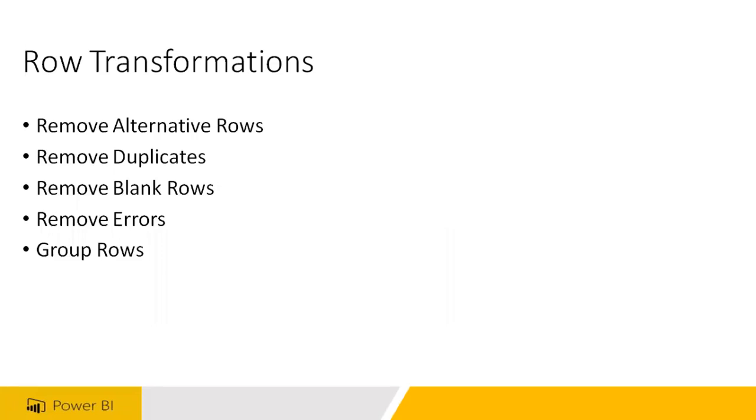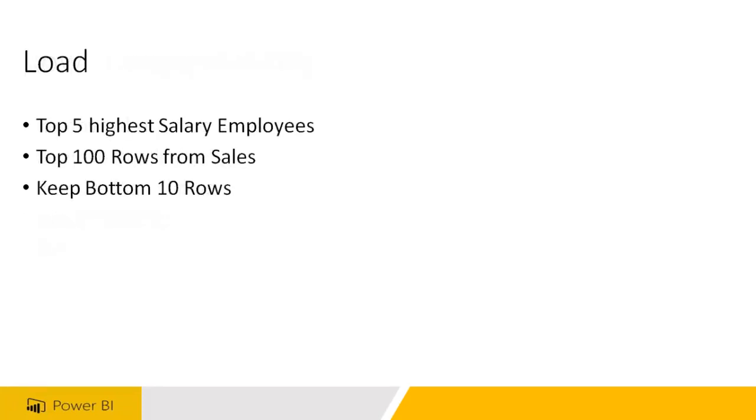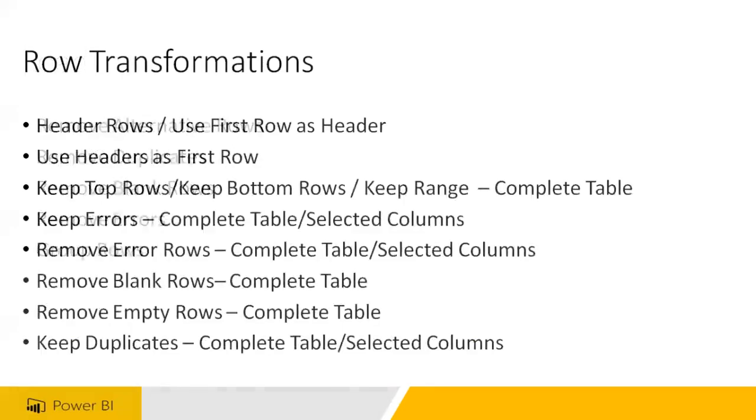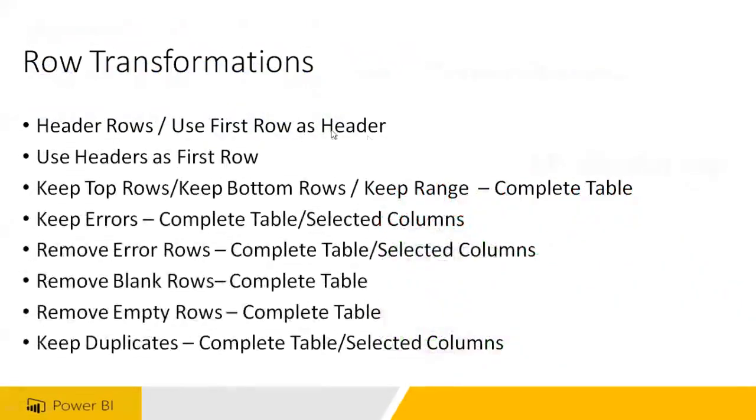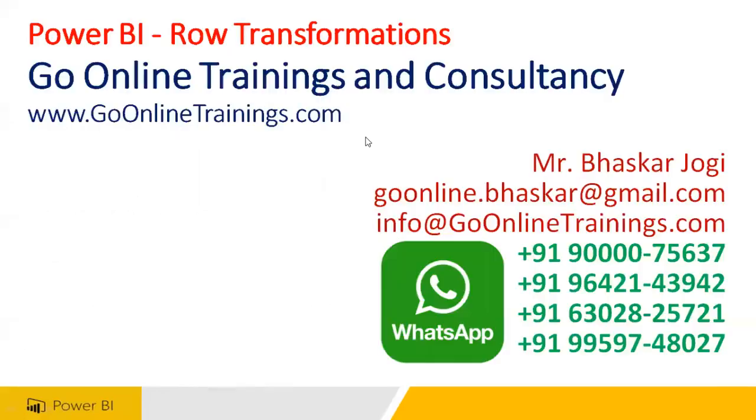You have to group the data. So all these transformations are called row transformations. Okay. So header rows, use first row as headers. All these things we'll discuss.